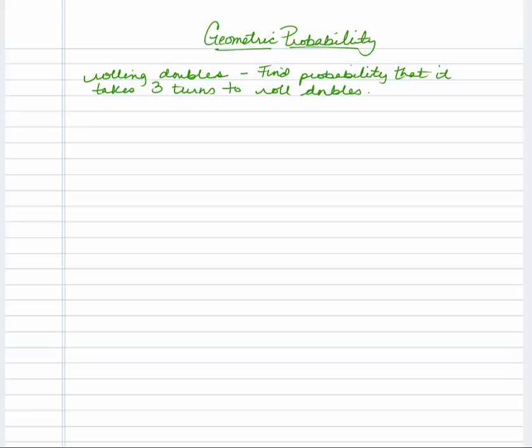That means we don't want to get doubles on the first turn, we don't want to get doubles on the second turn, but on the third turn we want to roll doubles. We use Y for geometric probability. So let's see. This is where we're going to put the probability of what we don't want.